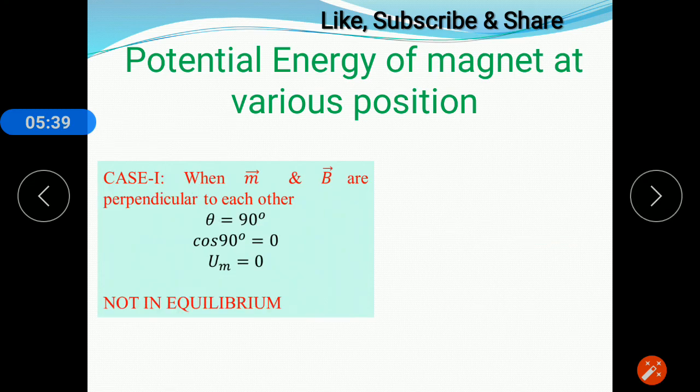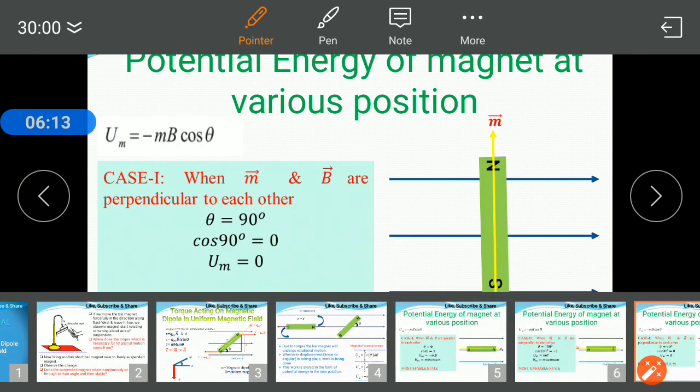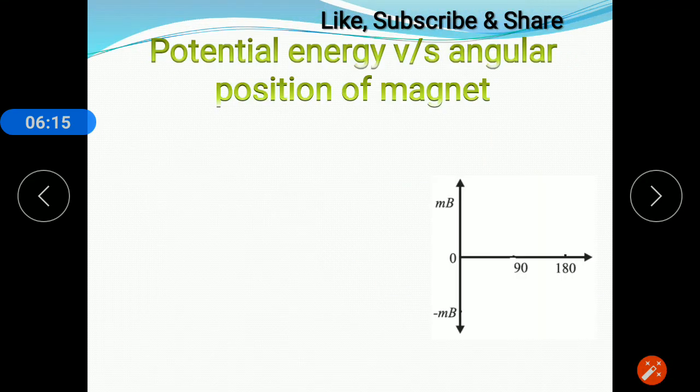Next, if the bar magnet is placed perpendicular to the magnetic field, what is the angle between them? It is 90 degrees, so cos 90 is 0. So potential energy is 0. Now, the torque is present here. At this condition, the torque is maximum and it will rotate continuously, so this condition is called not in equilibrium. Whatever conditions and positions of potential energy we have seen, the same holds for an electric dipole placed in an external electric field.